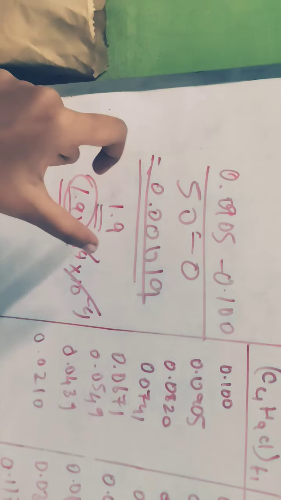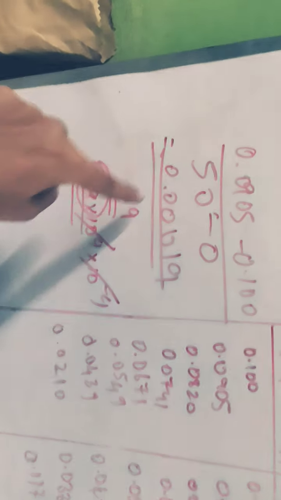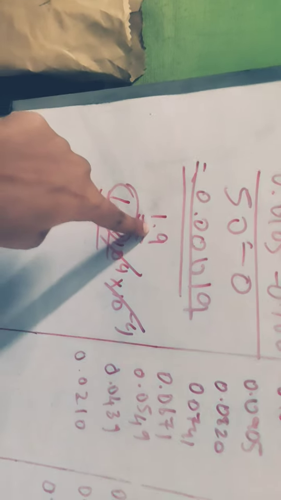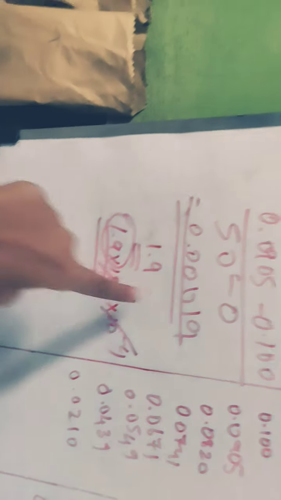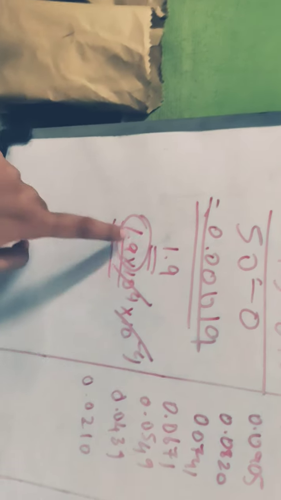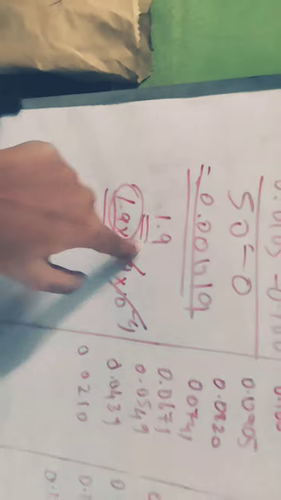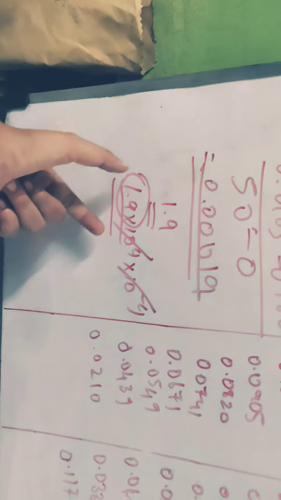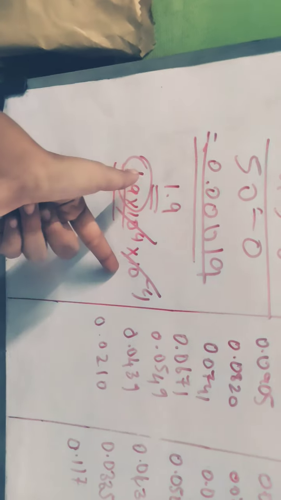But the concept that we learned in our 11th standard is significant figures. So using that, I want 1.9. For getting 1.9, I have to multiply by 10 to the power of 4. So 1.9 into 10 to the power of minus 4 is what I got.